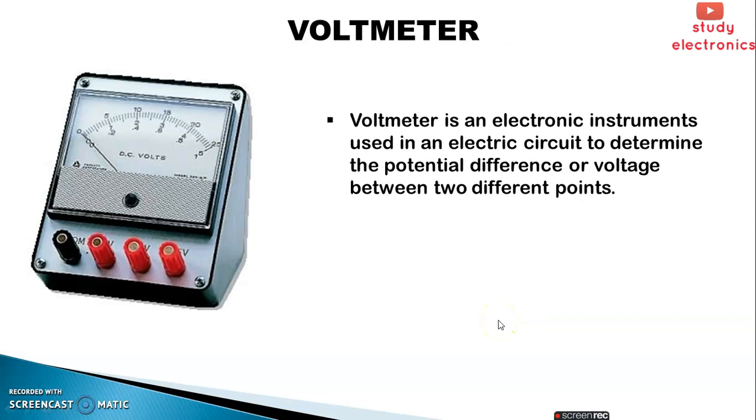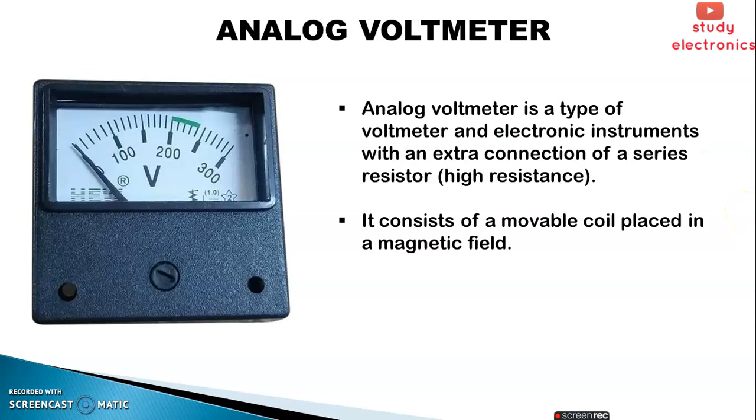Next, voltmeter. This is the pictorial representation of a voltmeter. Voltmeter is an electronic instrument used in an electric circuit to determine the potential difference or voltage between two different points. So voltmeter is of two different types, analog voltmeter and digital voltmeter.